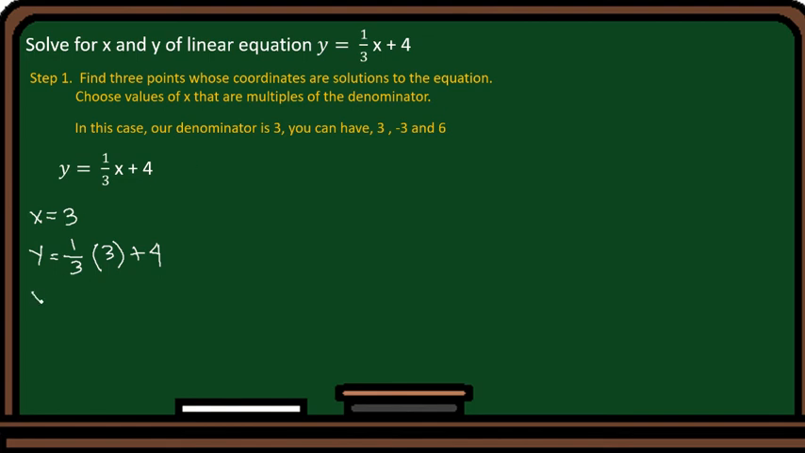Then we will now multiply. First, we multiply the numerator 1 by your x value 3. So 1 times 3 is 3. Copy your denominator 3 plus 4. This is the reason why we give values that are multiples of your denominator, so you can easily divide. So we have 3 divided by 3, that is 1, plus 4. So you can have y is equal to 5.